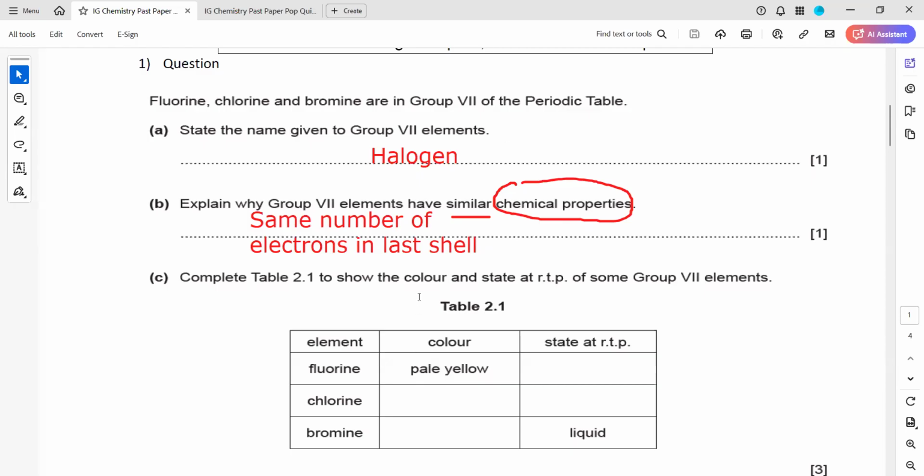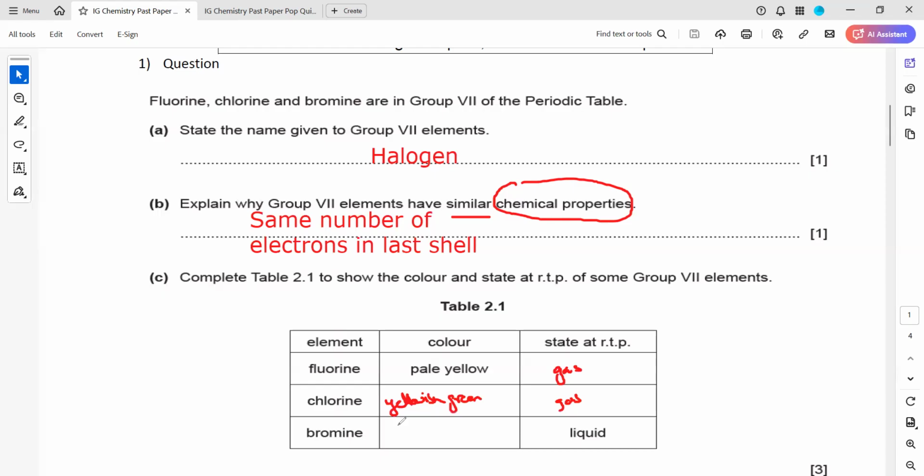Complete Table 2.1 to show the color and the state at room temperature and pressure for some of the group 7 elements. Fluorine is pale yellow, and what is the state? It is a gas at room temperature. Chlorine is also a gas. What is the appearance of chlorine? Chlorine is a yellowish green gas.